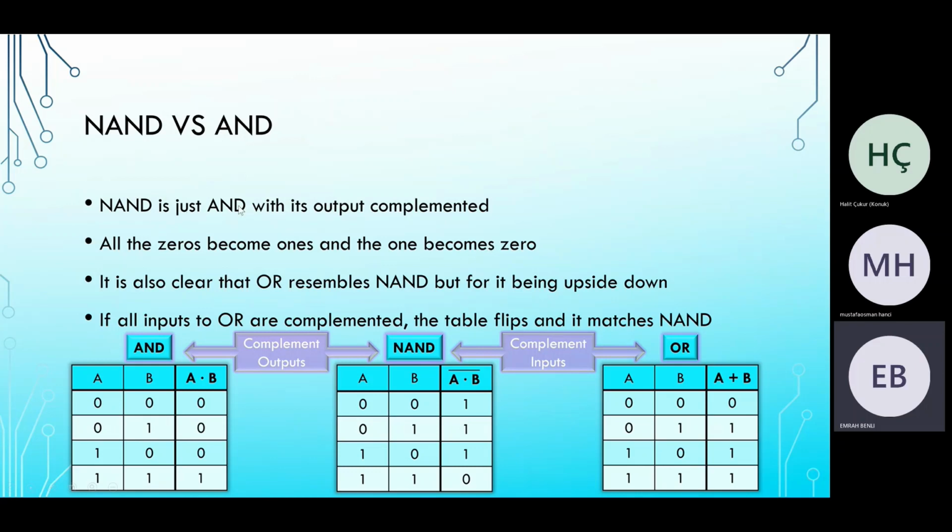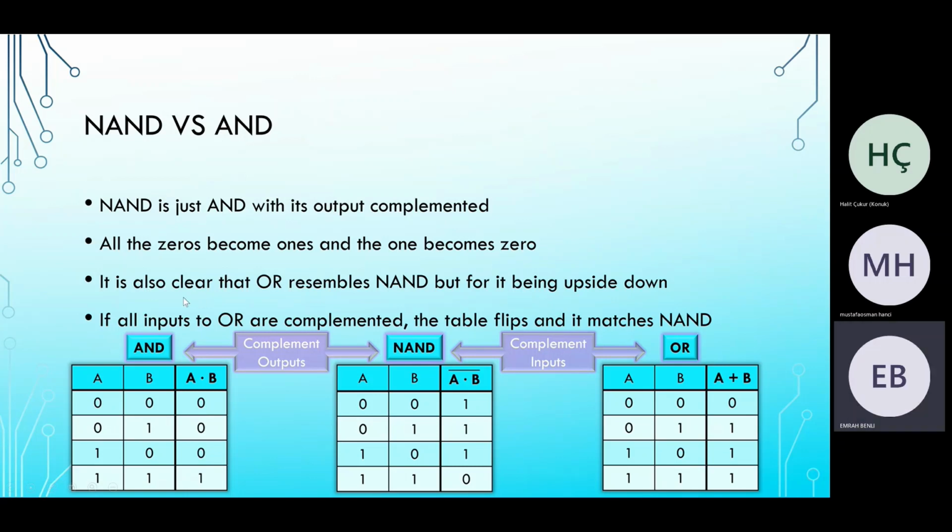So NAND is just AND, but its output is complemented. I already said that: complement of A and B. We can see that we have complement outputs. Like one's complement of this will be here: 0, 1, 0, 1, 0, 1, 1, 0. And so all the 0s become 1s and 1s become 0s.